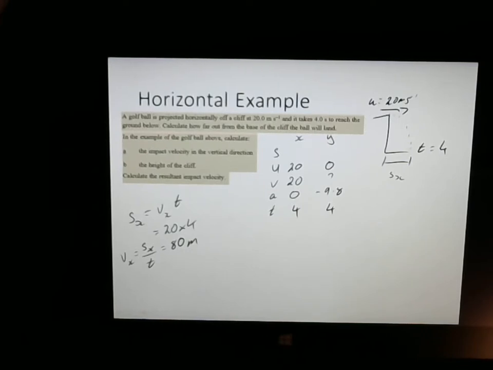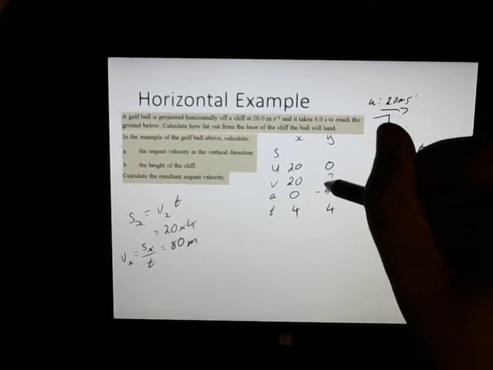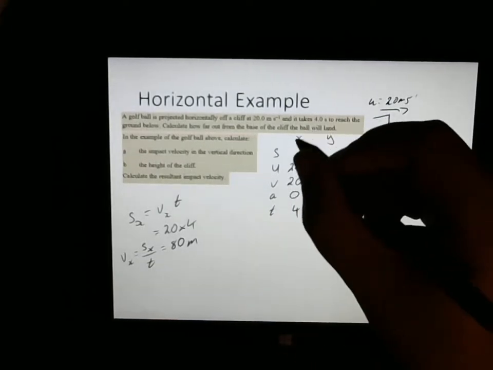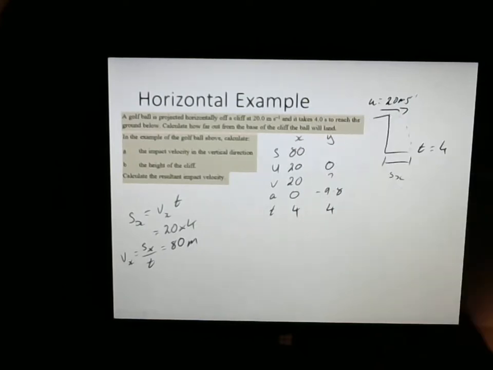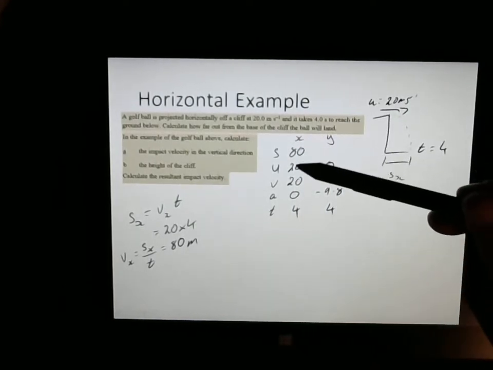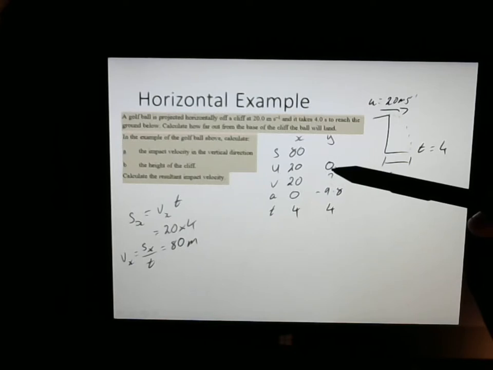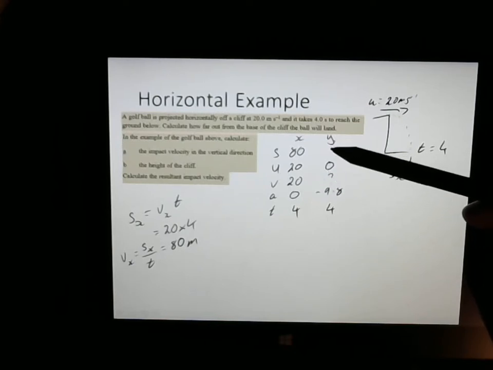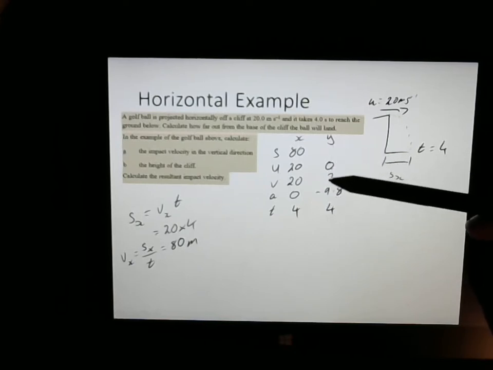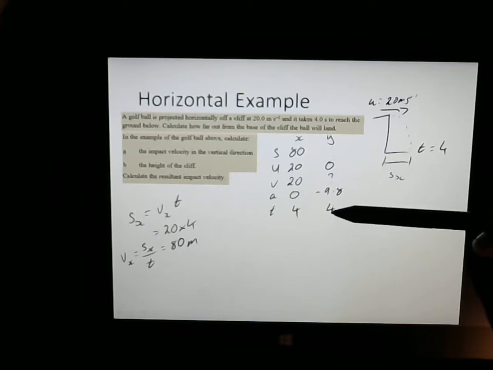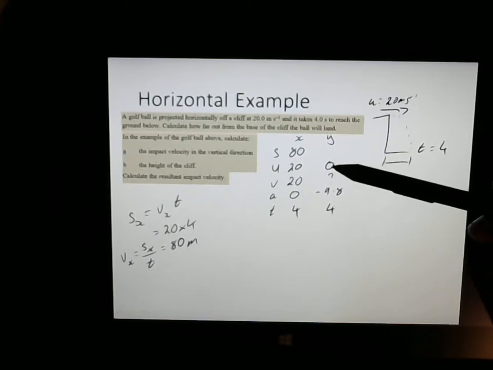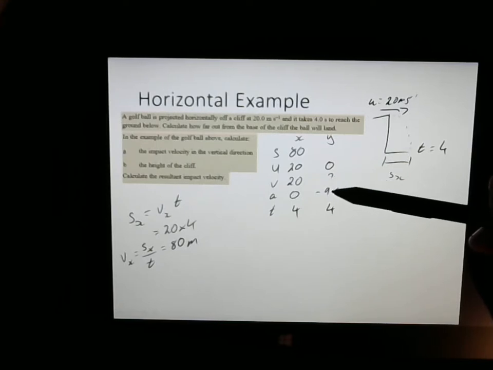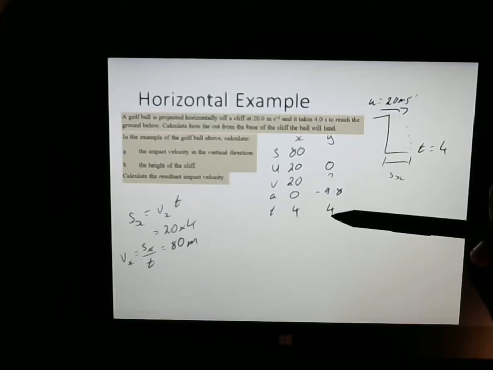Okay. Let's have a look at the second question. The question is asking, what is the impact velocity in the vertical direction? What is this v value equal to? Now, we've worked out that it goes 80 meters to the left. But none of this matters now, because we are asking what is something in the y direction. We can only use our values in the y component to work that out. Now, we have u, it's 0. We have v, that's what we're after. We have a, negative 9.8. We have t, it's 4.